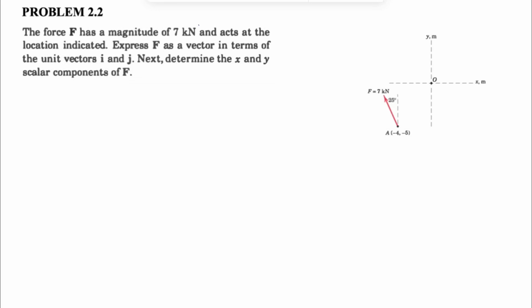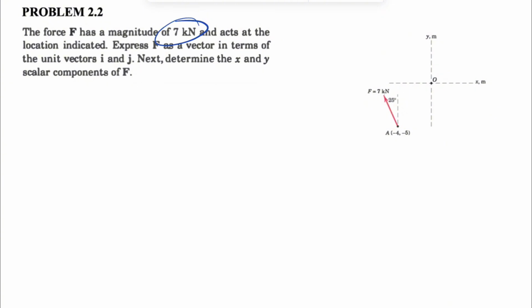Alright guys, let's see how we can solve question 2 from the second chapter of the Meriam textbook, Engineering Mechanics. In this one we have this force F that has a magnitude of 7 kilonewtons and acts at the location indicated. So we have this point A where the force is applying, and we need to express force F as a vector in terms of the unit vectors i and j, and we need to determine the x and y scalar components of force F.